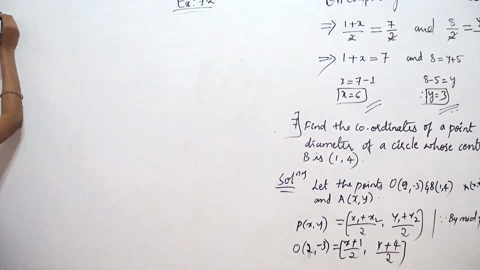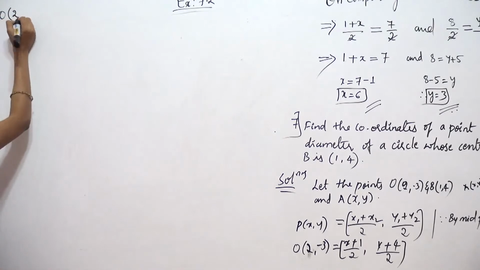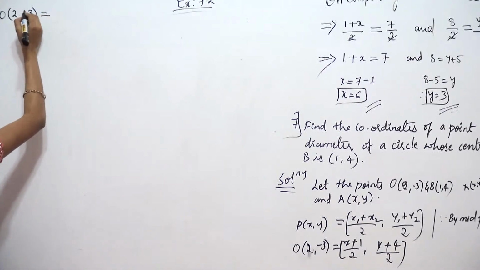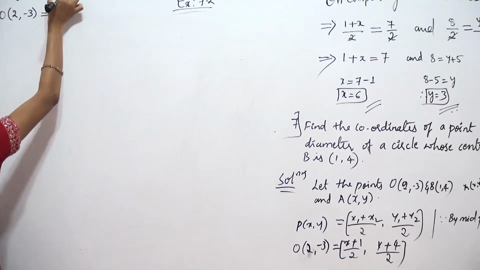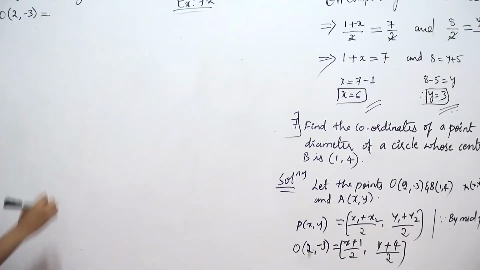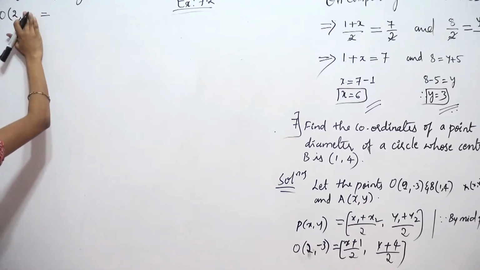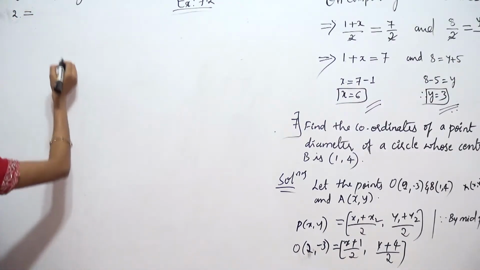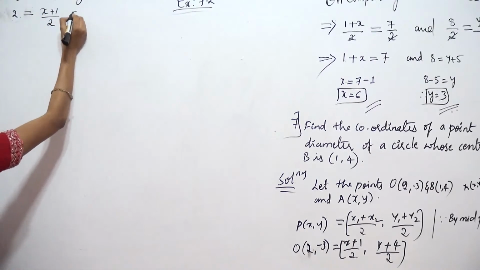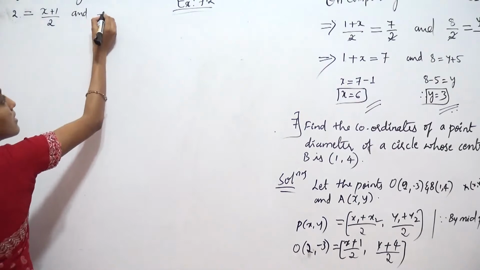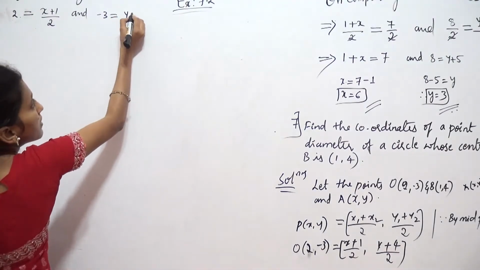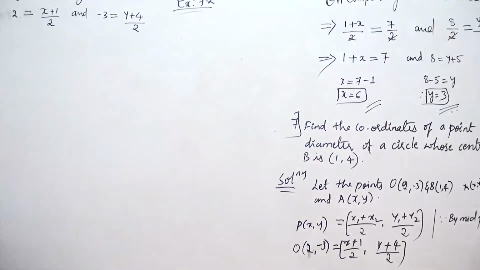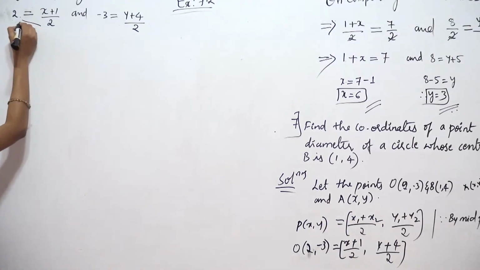So O, that means the origin or center, (2, -3) is equal to this. Next, on comparing the coordinates of x and y, what will happen? 2 is equal to (x plus 1) divided by 2, and -3 is equal to (y plus 4) divided by 2. X coordinate to x coordinate and y coordinate to y coordinate, I just equated.